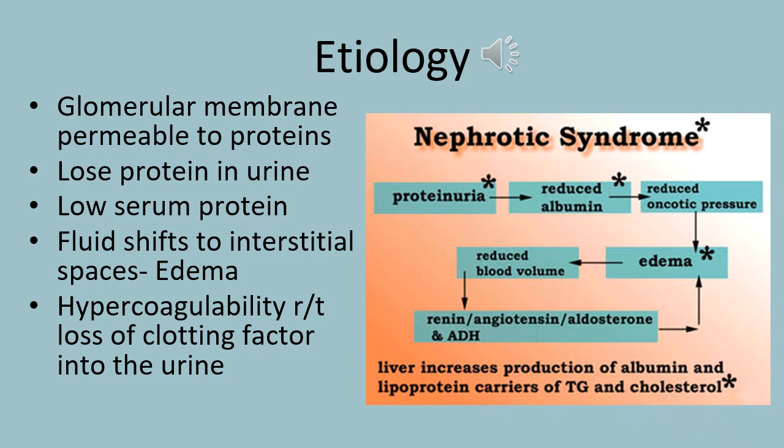Hypercoagulation and hyperlipidemia happen because albumin triggers a response from the liver to coagulate and increase fat synthesis, and the kidneys retain water and salt. If not treated, a child can develop end-stage renal disease because their body just can't compensate for this loss.